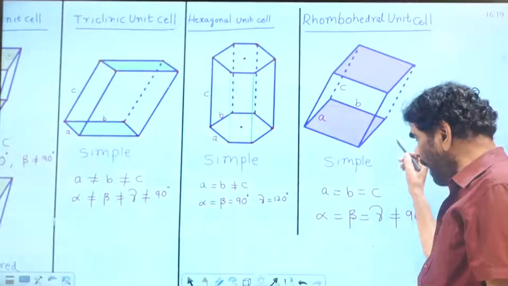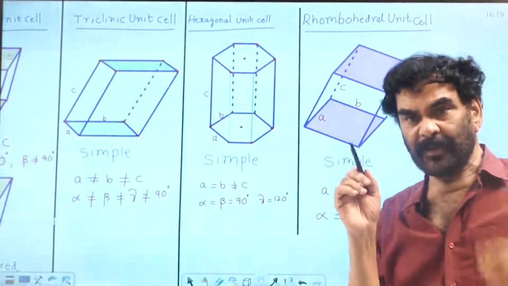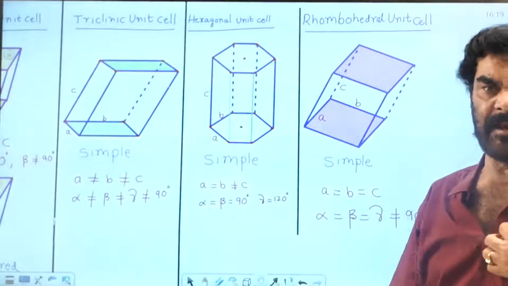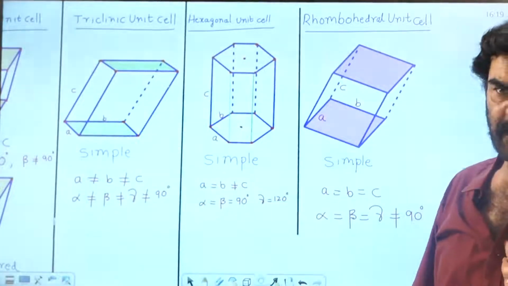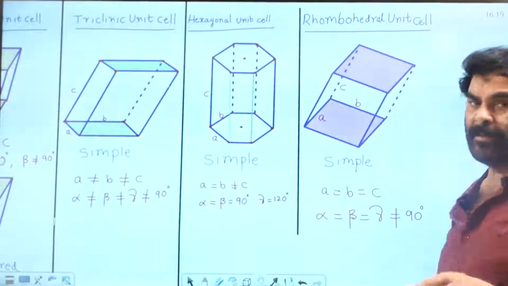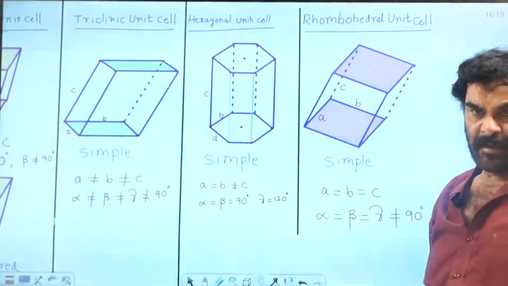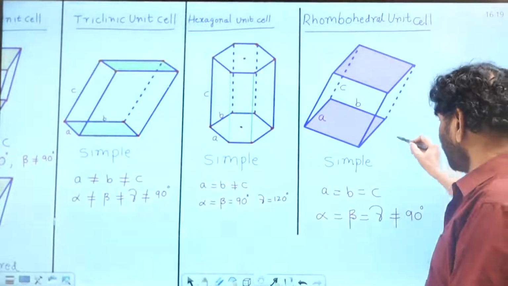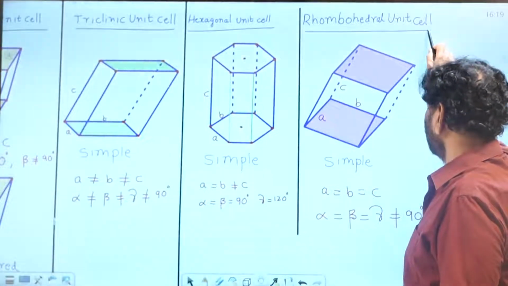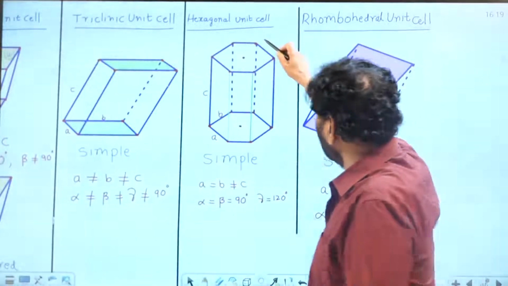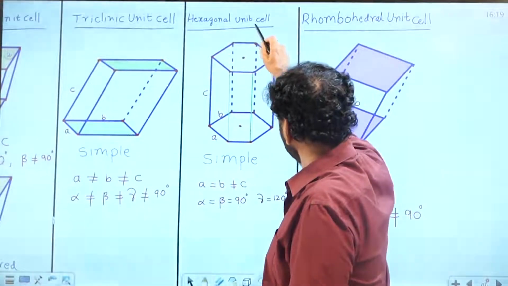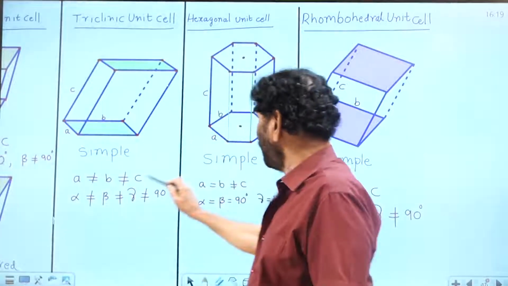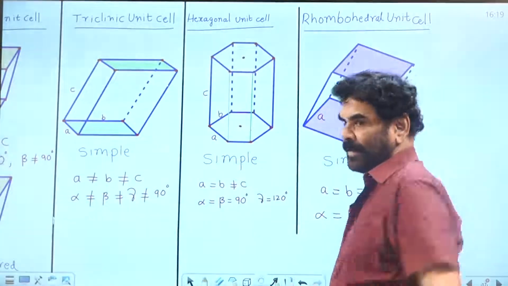I told you simple or primitive is nothing but the unit cell where lattice points are present at the corners of the unit cell, not at other locations. So for the rhombohedral system, the other unit cells are not possible. Only one is possible. So for rhombohedral, one is possible, for hexagonal, one is possible, and for triclinic, only one is possible. For these three, only one is possible.